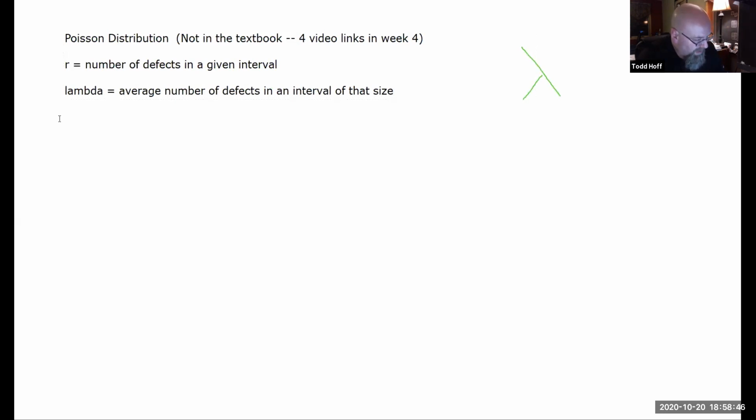So the formula, probability x equals R, is e to the power of negative lambda times lambda to the power of R divided by R factorial. So that factorial comes into play again. We'll stretch this out so it looks better. There you go. There are going to be 2 examples we'll do here.